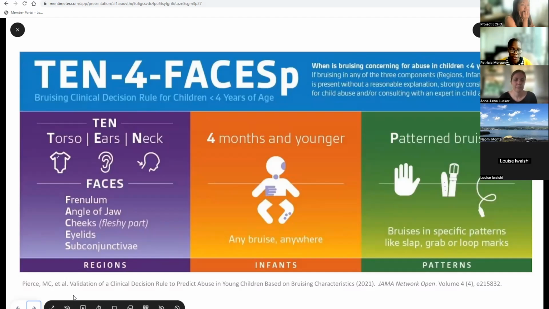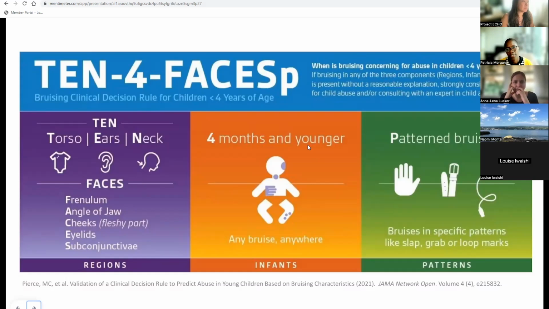So the 10 is for the body part torso, so that's the front and back of your chest and back. E is for ears. The N is for neck, and although it's pointing to the back portion of the neck, I really say anything on the neck is suspicious for inflicted trauma. And then the FACES portion: F is the frenulum, which we've talked about. The A is the angle of the jaw, so this portion of your jaw. The C is the cheeks, the fleshy portion. The E is for eyelids, and the S is for subconjunctiva.